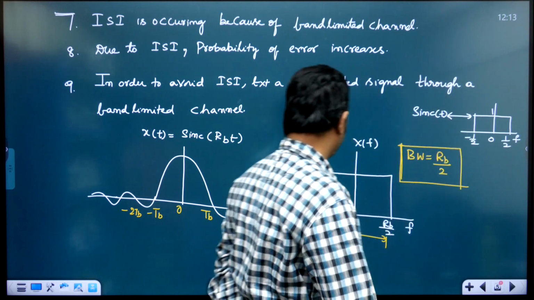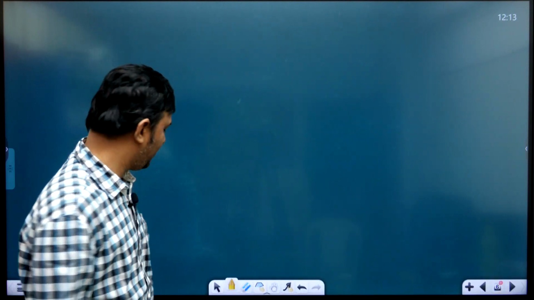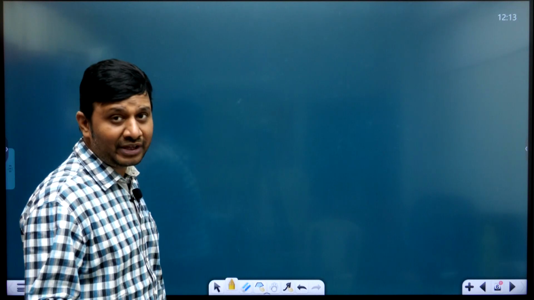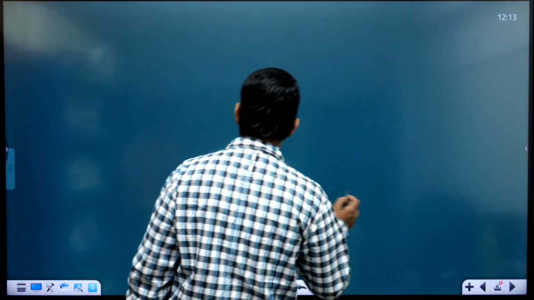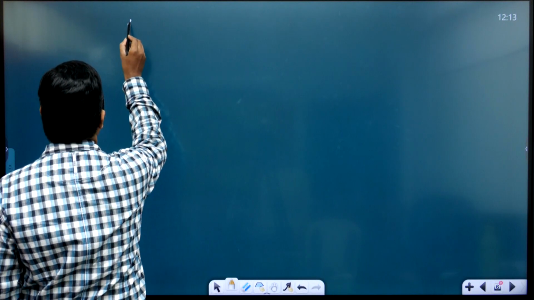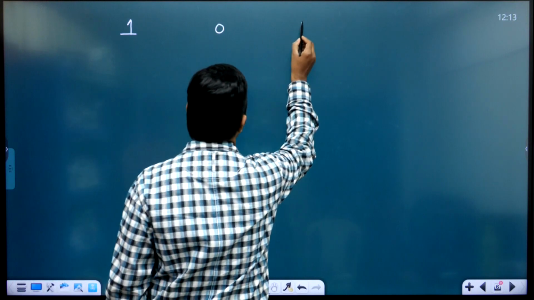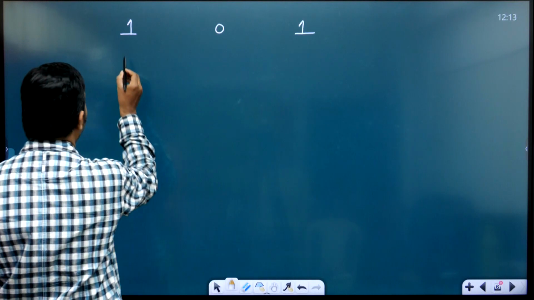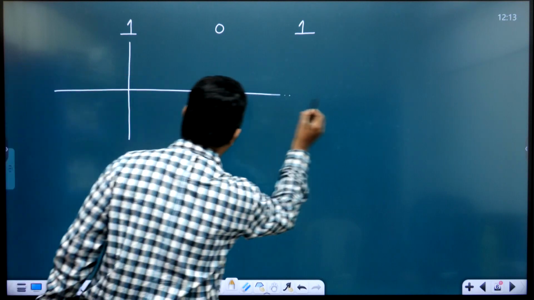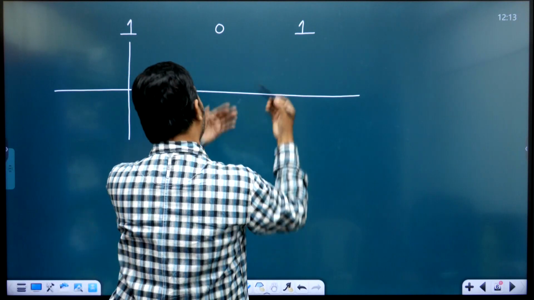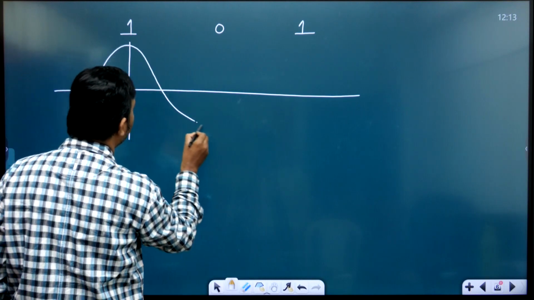For that, we'll do one thing. Let us transmit the same sequence 101, but now I am using sinc pulses instead of rectangular pulses. 1 means sinc pulse, 0 means inverted sinc pulse, again 1 means sinc pulse. So 1 means this kind of sinc pulse.